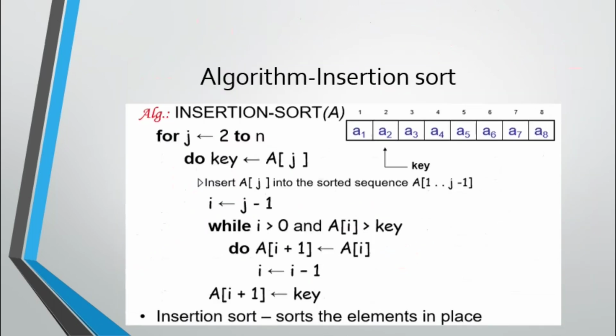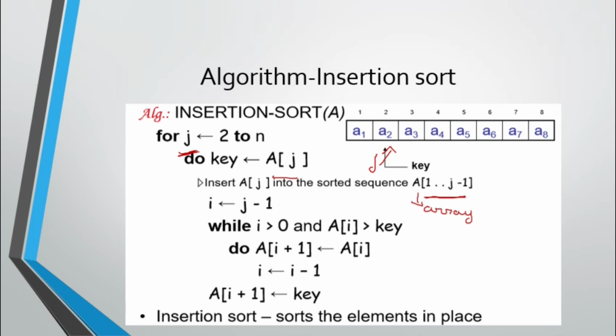In the same way our algorithm also works. You need to take j from 2 to n. This is the j position, the second position, and the key is in the second position, because you start comparing the key with the other digits. So key is equal to A of j. Then you have to put A of j into the sorted sequence, which is A of 1 to j minus 1. Wherever the key is, whatever is before that is the sorted sequence. A is the array.